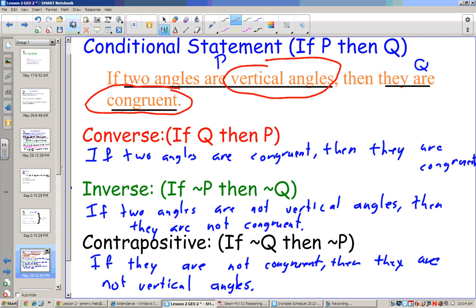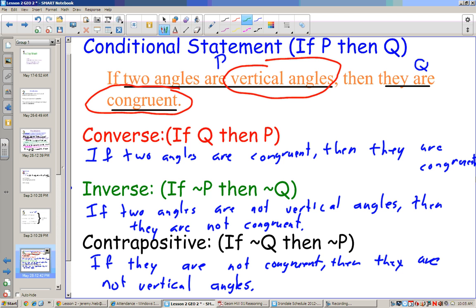Congruence means that two shapes, so angles, line segments, they're congruent if they're exactly the same size. Numbers can be equal to each other, but shapes will be congruent to each other.